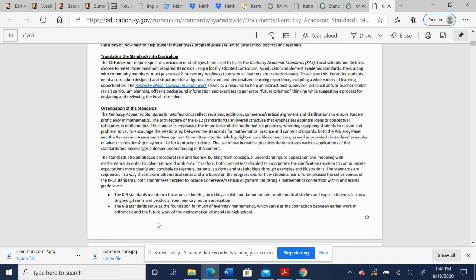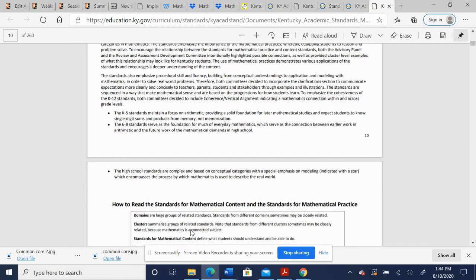Okay, 6 through 8, foundation of everyday math, connection between earlier work and arithmetic, and the focus of abstract work, which is where we're going into the high school. Okay, of course, the high school standards will be complex and based on conceptual strategies with special emphasis on modeling.